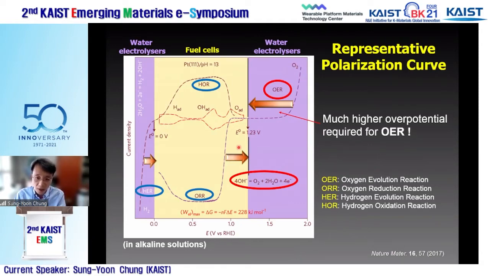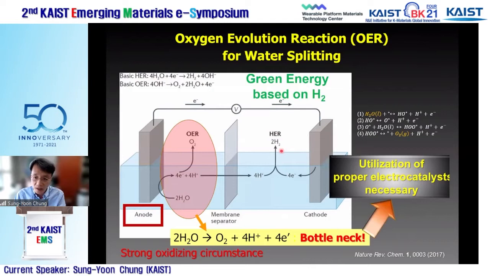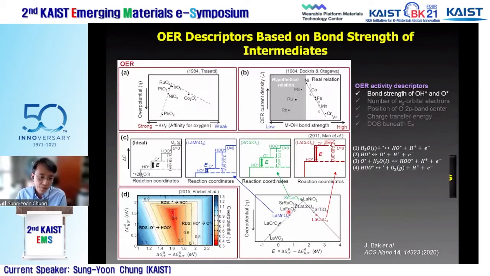So in water electrolysis, we have hydrogen evolution at the cathode, and oxygen evolution at the anode side. As you can see in this slide, the oxygen evolution is based on 4 electrons. The 4 electron engagement is necessary. That's why the bottleneck to obtain hydrogen gas by water splitting is the reaction on the anode side. So that's why we need an efficient OER electrocatalyst.